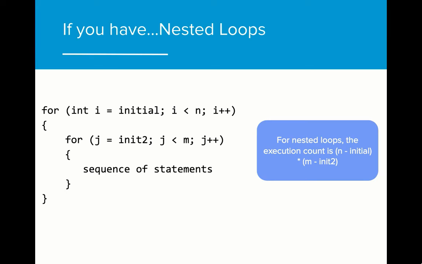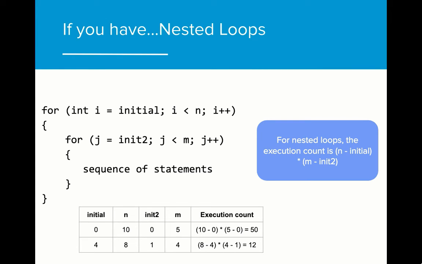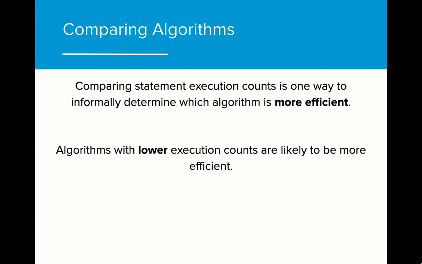If there are nested for loops in a program, the execution count is similar to that of a regular for loop, except the inner for loop execution must be multiplied by the execution count of the outer for loop. As we can see in the table, if the value of n is 10 and initial is 0, and m is 5 and init2 is 0, the total execution count for that sequence will be 50, as the outer loop will iterate 10 times and the inner one will iterate 5 times each iteration of the outer loop.